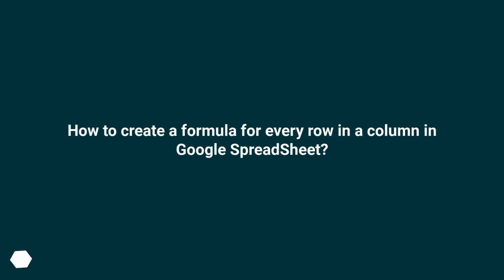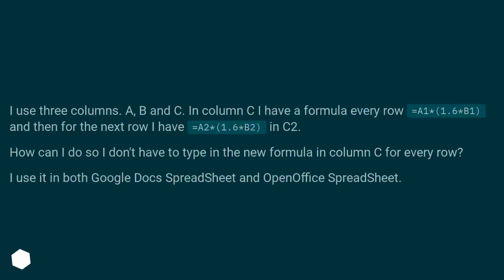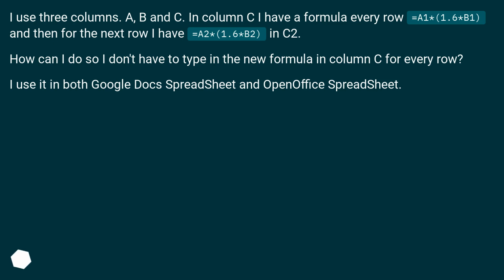How to create a formula for every row in a column in Google Spreadsheet. I use 3 columns: A, B and C. In column C I have a formula in every row: equals A1, 1.6B1, and then for the next row, equals A2, 1.6B2, and so on.